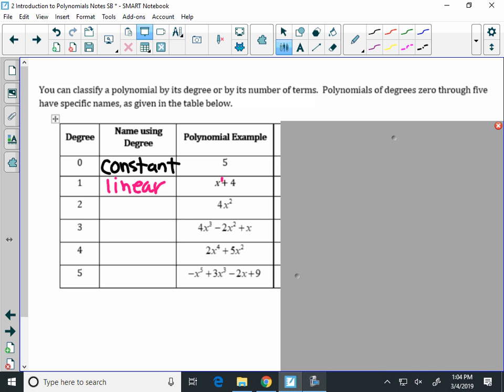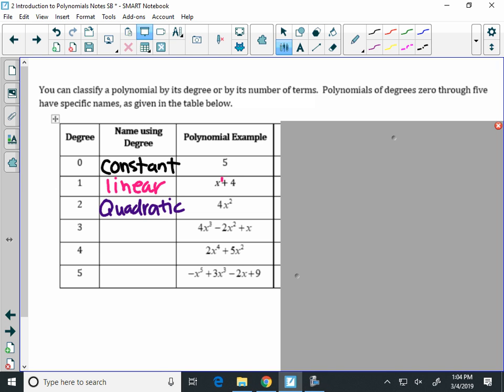All right, the second one is 4x squared. What's the degree of this polynomial? 2. And what do we call degree 2? Quadratics. The parabola is the graph it makes, but the name is a quadratic polynomial.